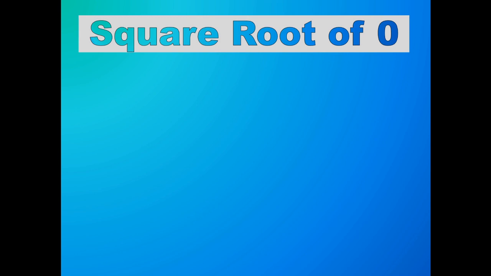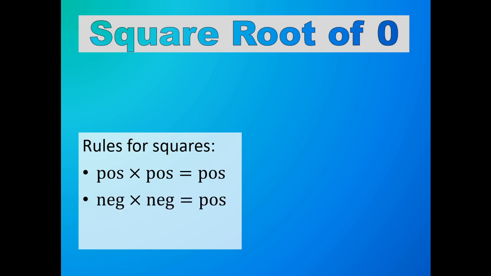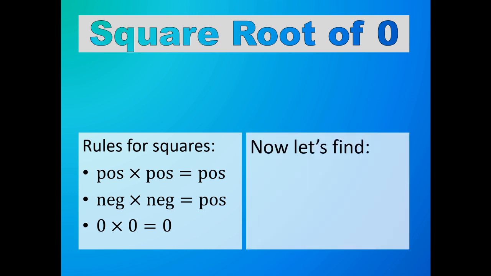Let's now talk about the square root of 0. So here are the rules for squares. I explained why these are the case in a previous set of videos called multiplying and dividing positive and negative numbers. A positive number times itself is equal to a positive number. A negative number times itself is equal to a positive number. 0 times 0 is equal to 0.